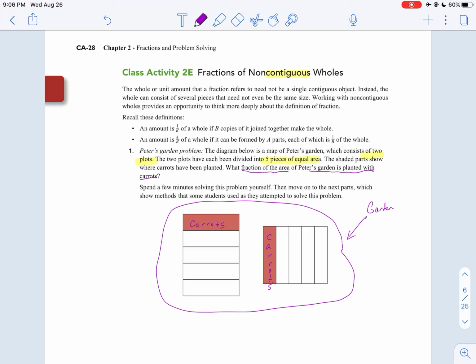You really do need to stop and think deeply about this yourself first. So please do pause the video and really think through this on your own before you look at the student's work. The student's work that we'll look at here shortly has some correct work, some kind of correct work, and some incorrect work. So I really encourage you to think on it on your own. Go ahead and pause the video.